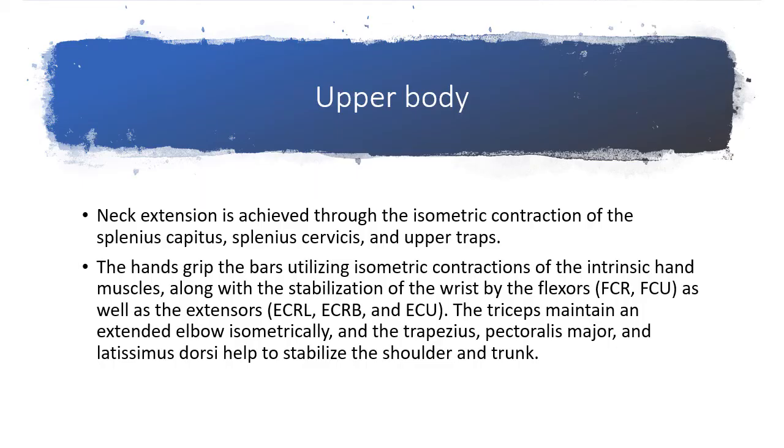Upper body continued. Neck extension is achieved through the isometric contraction of the splenius capitis, splenius cervicis, and upper traps. The hands grip the bars utilizing isometric contractions of the intrinsic hand muscles, along with stabilization of the wrist by the flexors, flexor carpi radialis, flexor carpi ulnaris, as well as the extensors, extensor carpi radialis longus, extensor carpi radialis brevis, and extensor carpi ulnaris. The triceps maintain an extended elbow isometrically, and the trapezius, pectoralis major, and latissimus dorsi help to stabilize the shoulder and trunk.